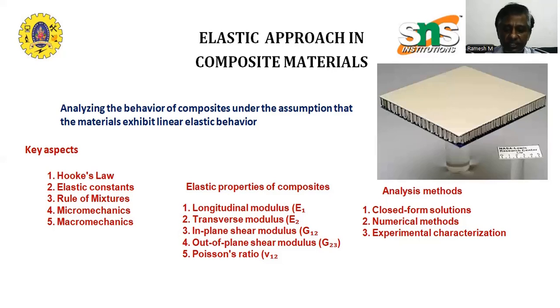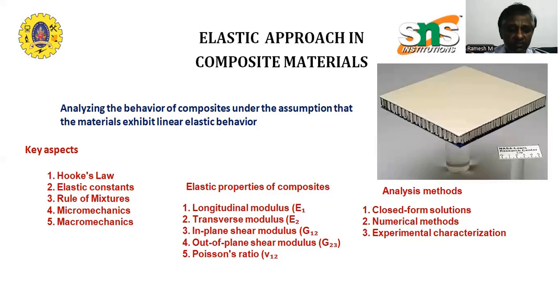Then macromechanics generally relates to laminates. So laminate theory, classical laminate theory, then first order shear deformation theory. These all come under macromechanics. In macromechanics, CLT is the classical laminate theory. Here we assume a linear elastic response and it neglects shear deformation. The first order shear deformation theory includes the shear deformation and is more accurate for thick laminates.